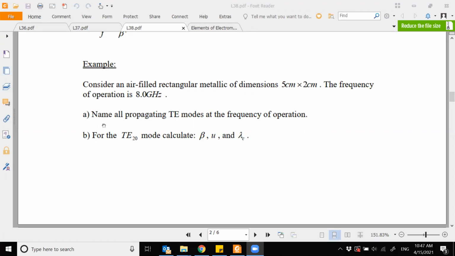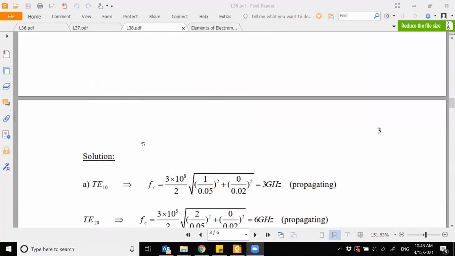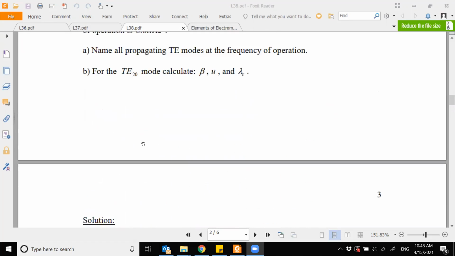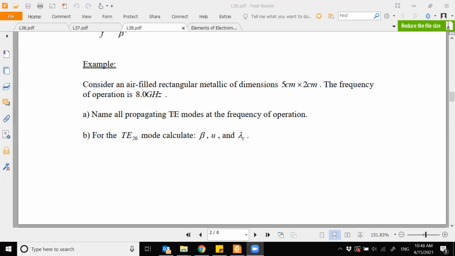Okay. Now what is it saying? Name all the propagating TE modes at this frequency of operation. So what are the different TE modes which can exist in this rectangular waveguide and will carry the energy of the signal? You need to name them. Then you need to find the beta, u, and lambda C of this particular TE2,0. So how should you do it?